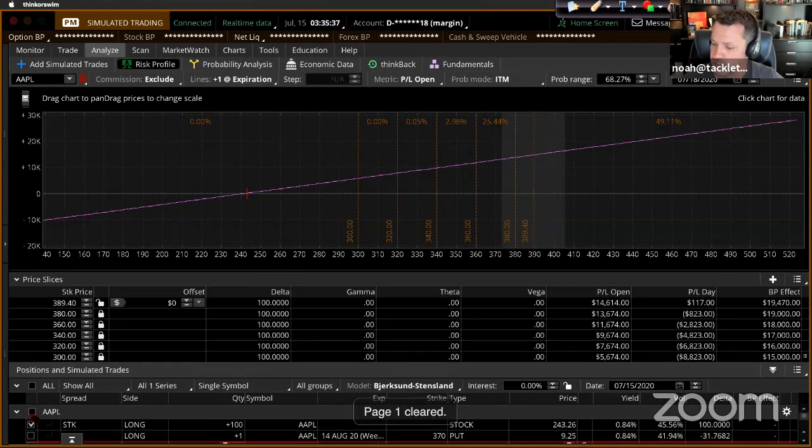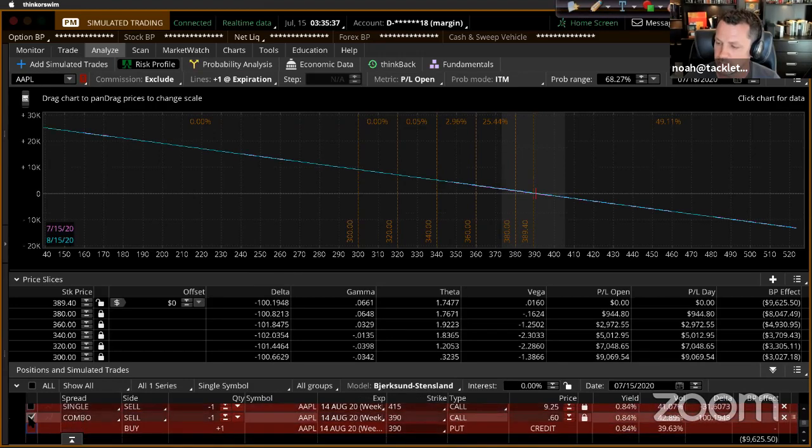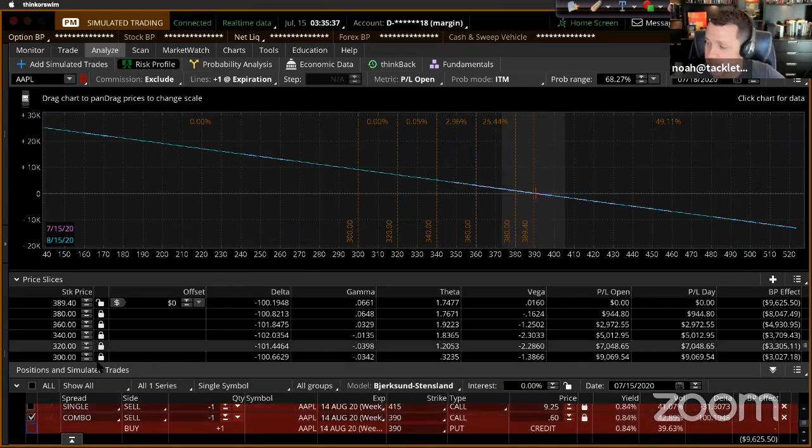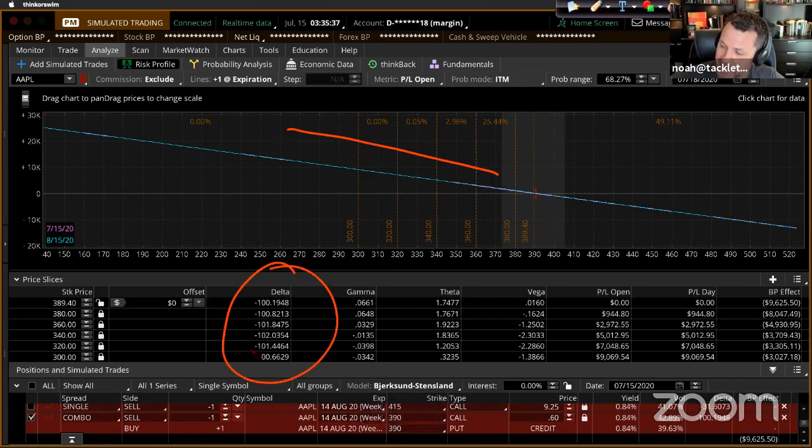Now watch just the synthetic. When I show just the synthetic, I take the stock out of the equation. I'm going to show you just the synthetic combo, and that looks like the mirror opposite of the stock. It's like a 45-degree angle the other way, and its delta is negative 100, ballpark. It'll sometimes be 99, 98, 100, 102, but it's right there in the negative 100 zone. So it's called a synthetic short.